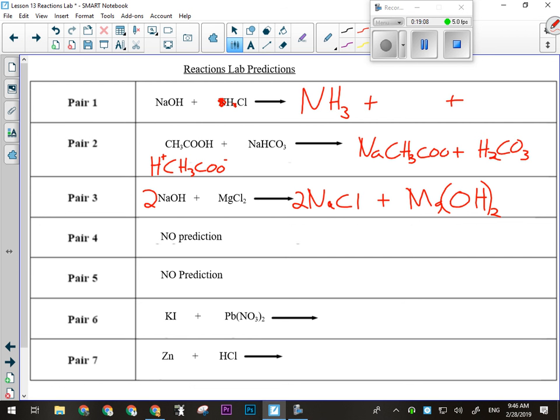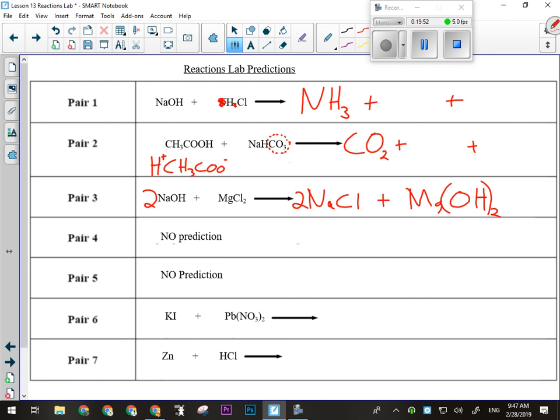We had a similar problem with pair number 2. It bubbled and fizzed, which means it produced a gas. What gas gets produced in that reaction? Yeah, CO2. Carbon dioxide gets produced in that reaction. So obviously what we predicted here is also not right. One of the products is carbon dioxide gas. There are still 2 other ionic compounds that are produced in that reaction. So we've got to do a similar thing here and figure out what's left after we account for this carbon dioxide. The carbon dioxide actually comes from here.